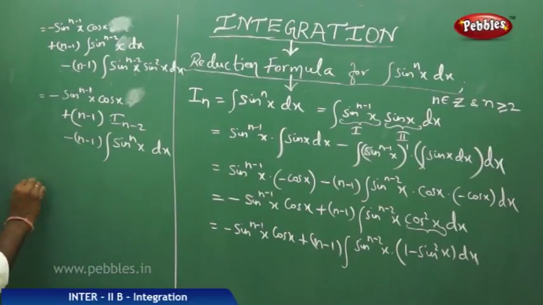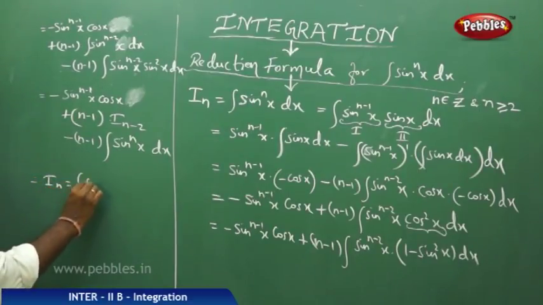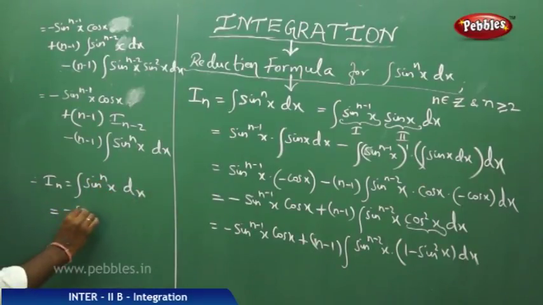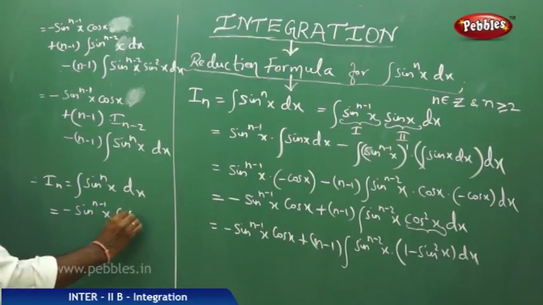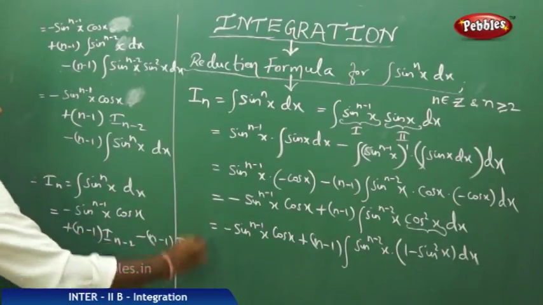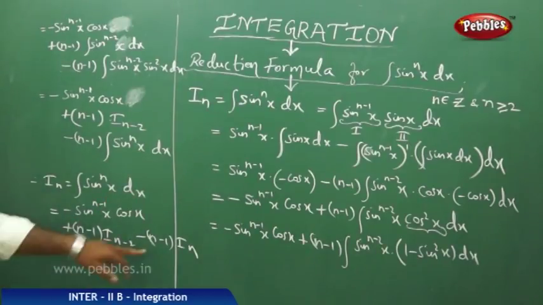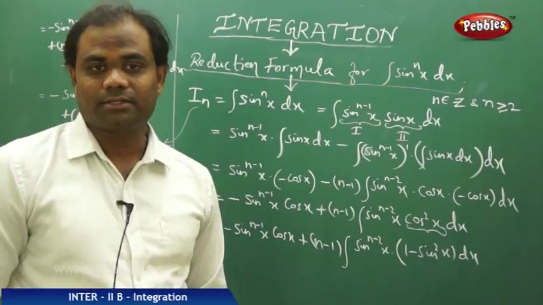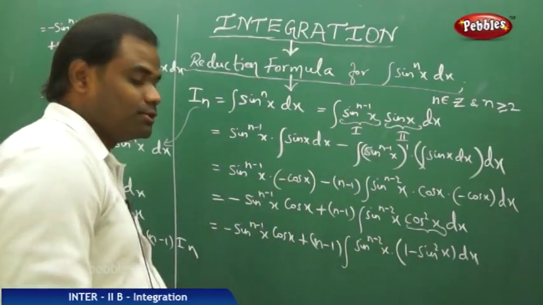So this reduces, therefore In, which equals the integral of sine power nx dx, is given by the formula minus sine power n minus 1 x cos x plus n minus 1 I n minus 2 minus n minus 1 In, which is what we get when I substitute this with the value as we have. Now, taking In to the left, we get the reduction formula for In, that is the integral of sine power nx dx. Let's see how we can continue from the session.